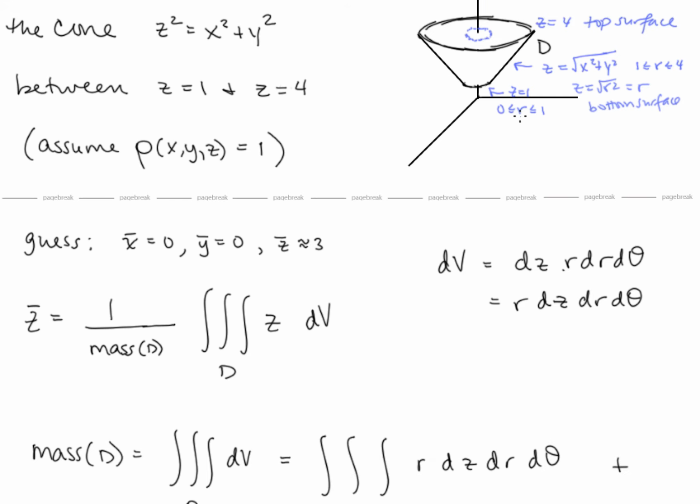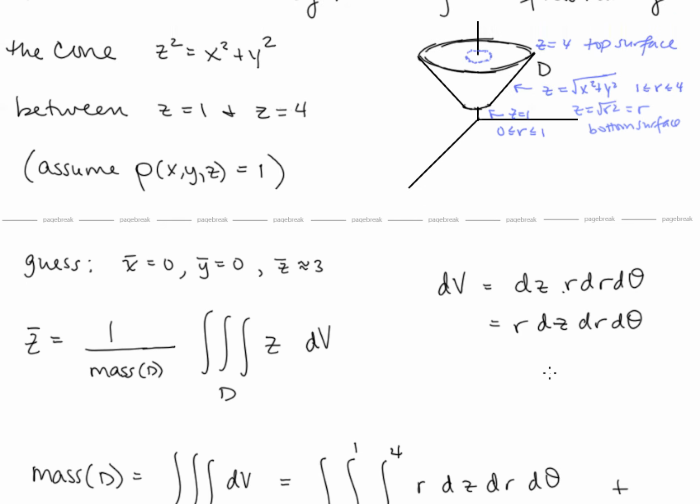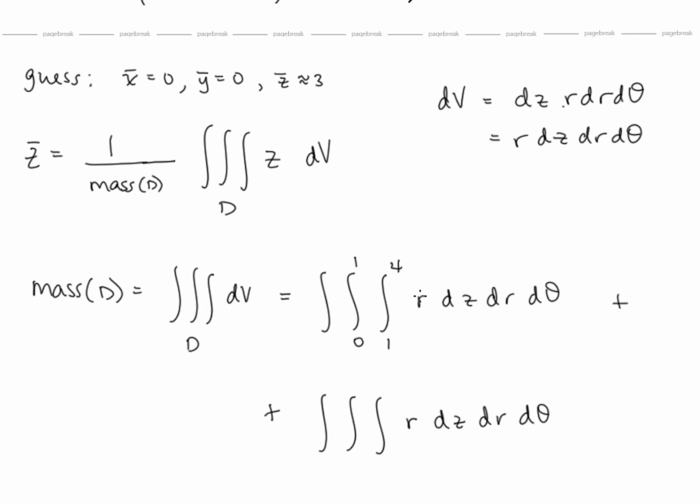So for r between 0 and 1, we have z going from 1 to 4. So z goes from 1 to 4, where r is going from 0 to 1. And then theta, in both cases, is going to be 0 to 2 pi.